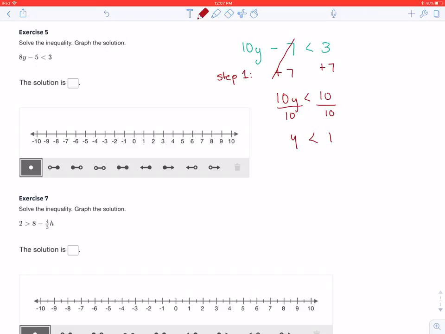So you go ahead and try the exercise 5 problem on your own, and then graph your solution. The way that I would graph my solution, if y is less than 1, that means it can't equal 1, so it'd be an open circle. And less than, I think less left, so I'm going to go to the left.